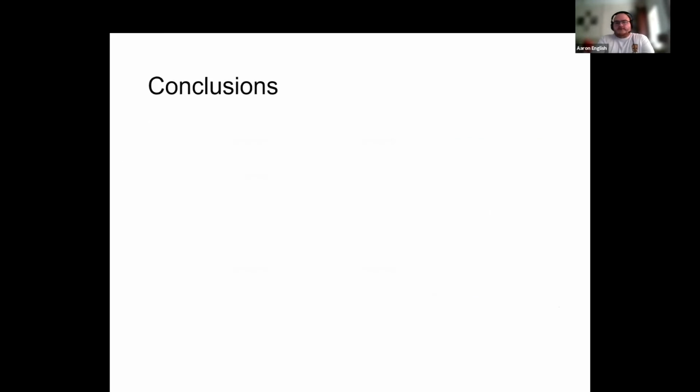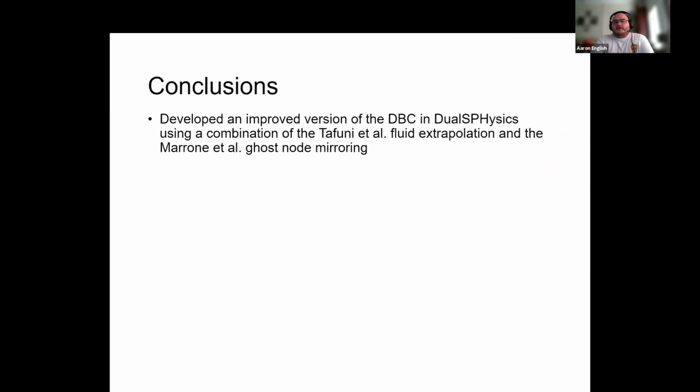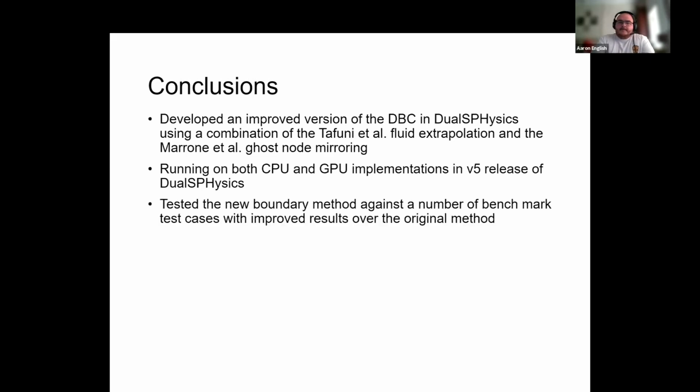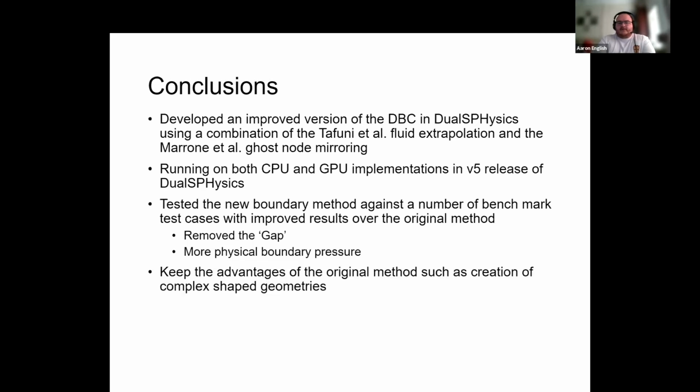So quickly, some conclusions. We developed an improved version of DBC in Joule's physics, which is a combination of the Tafuni et al. extrapolation and Moroni ghost nodes. This is running on both CPU and GPU, and it's currently been released in version 5 of Joule's physics. We then tested this against a number of benchmark test cases and experimental cases with, I think, clear improvements over the original DBC method. We remove the gap, and we've got more physical pressures in the boundary. And I think we've kept all the advantages of the original DBC, such as creation of complex shape geometries.